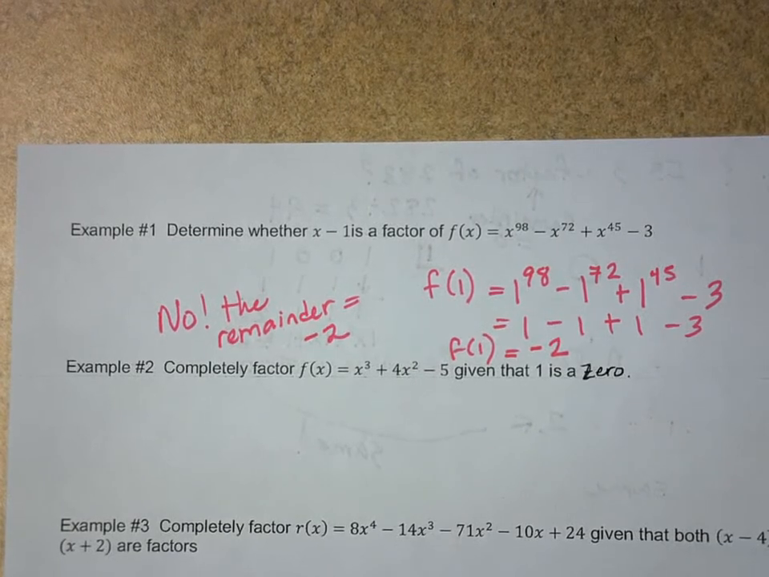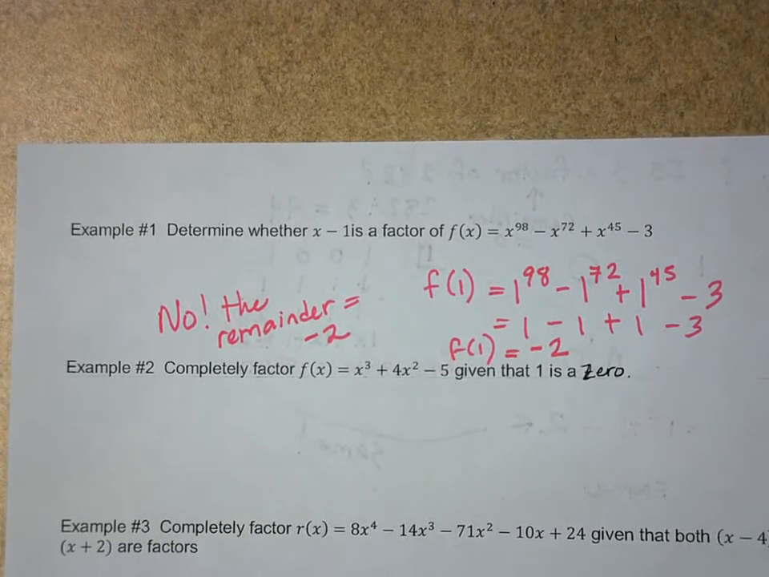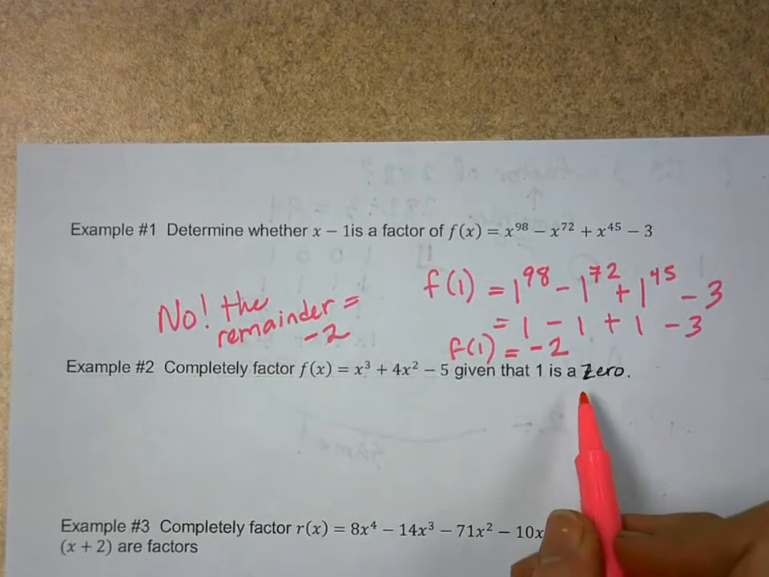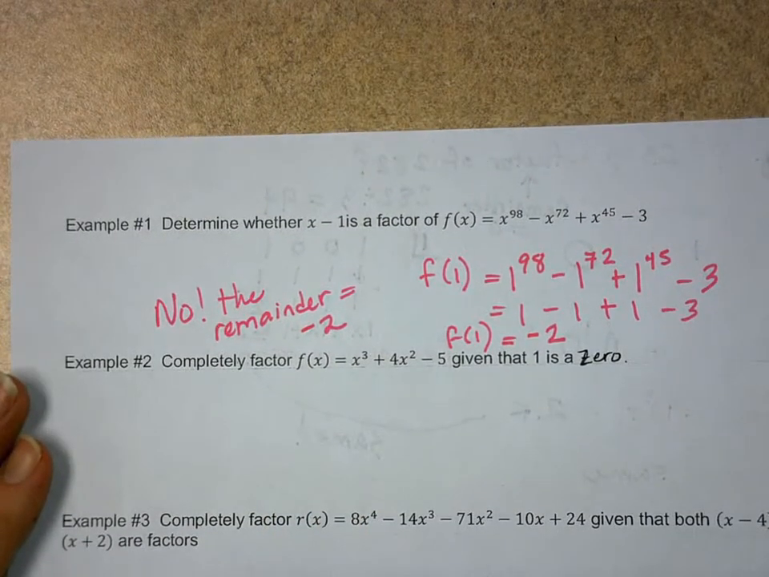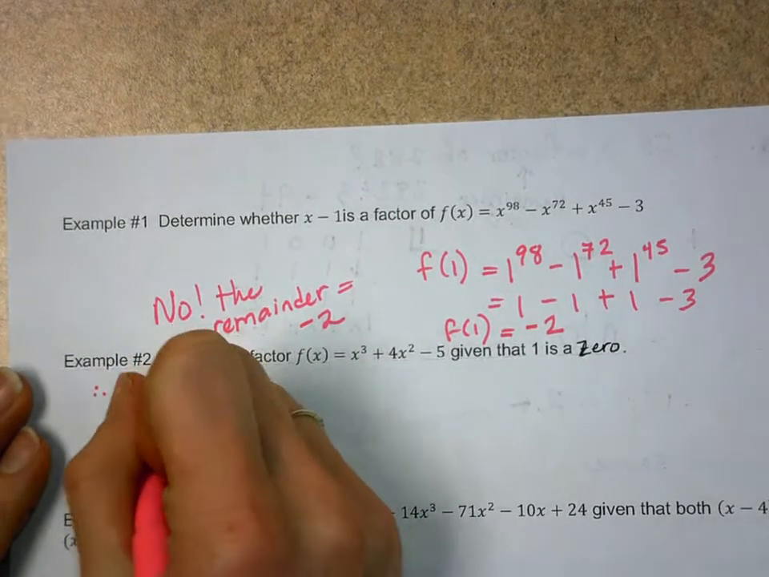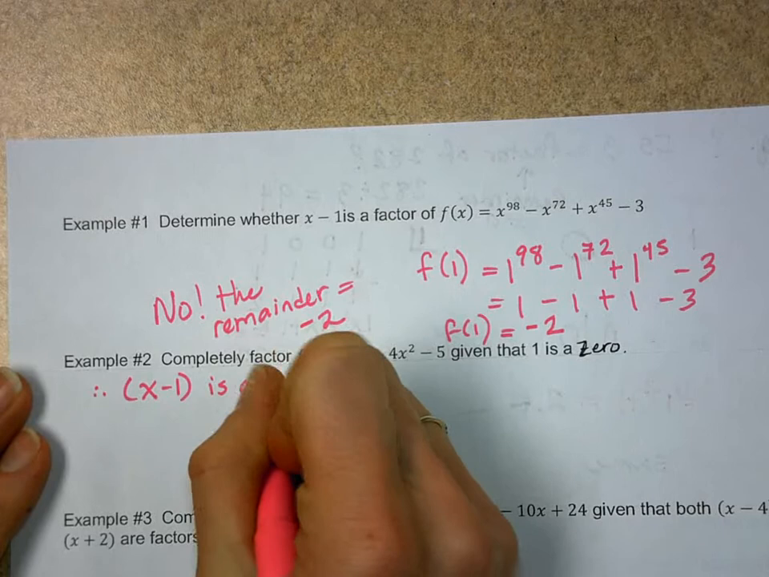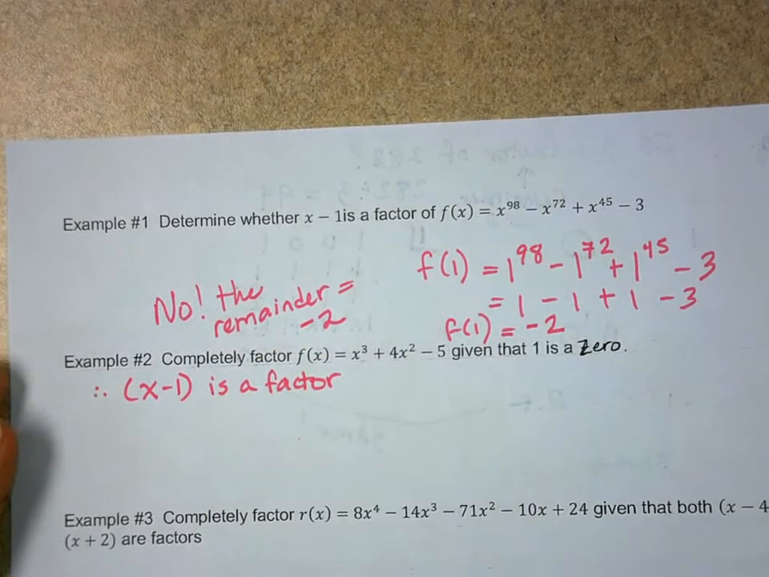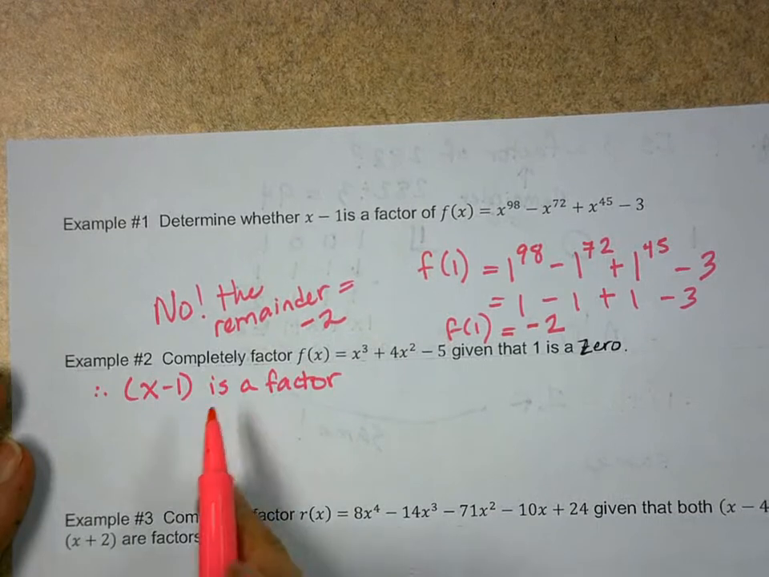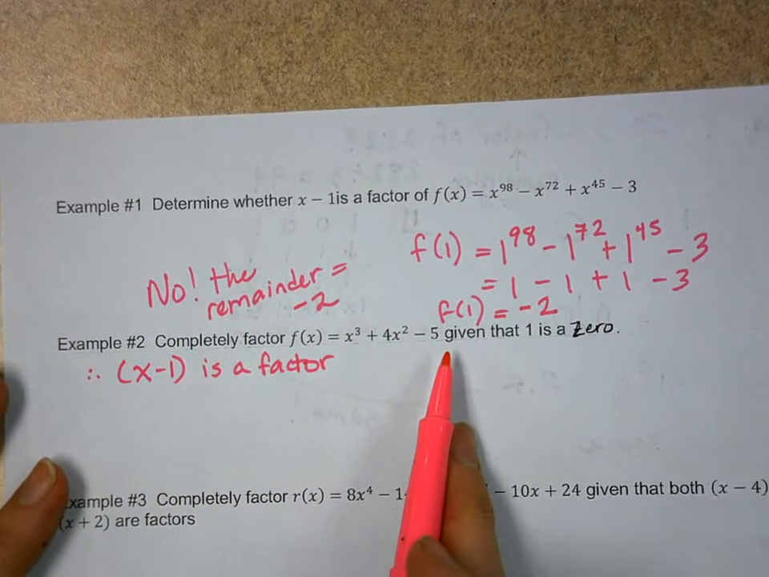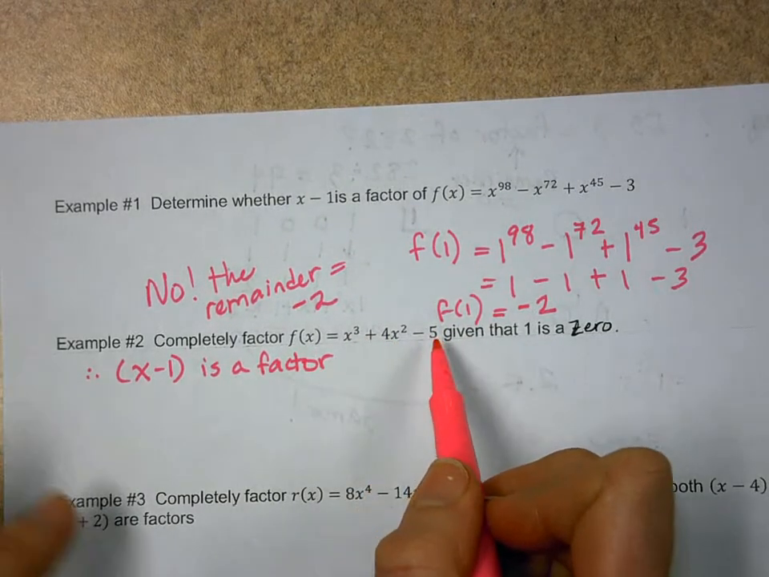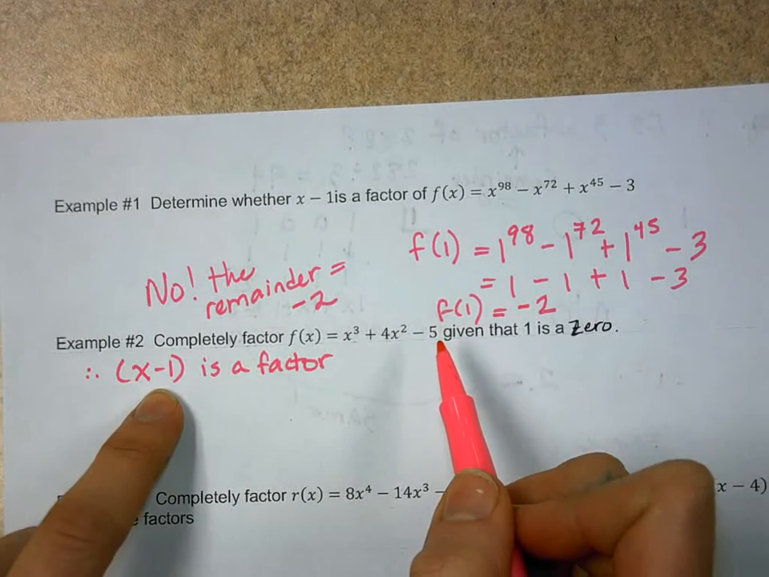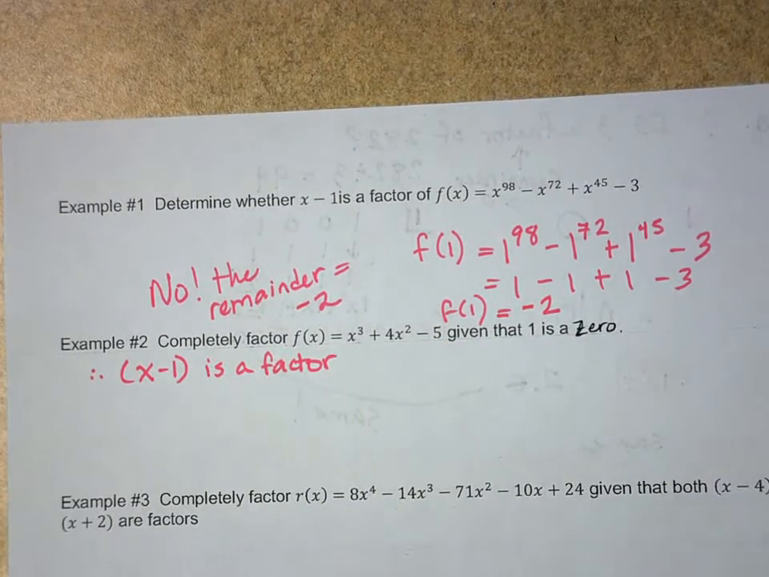All right, example 2. Completely factor f of x equaling x cubed plus 4x squared minus 5, given that 1 is a 0. Okay, if 1 is a 0, then what do you know has to be a factor of this polynomial? Okay, so therefore we know x minus 1 is a factor. So how can I use that to completely factor this polynomial? Do division. We're taking x cubed plus 4x squared minus 5 and dividing it by one of its factors in order to completely factor it down.